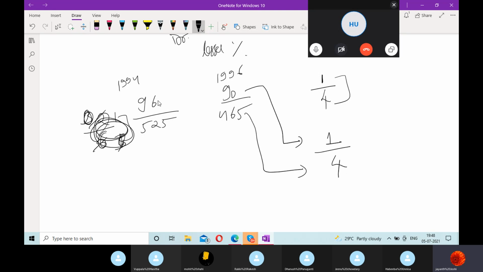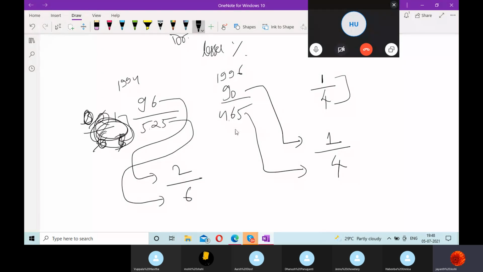This 96 is bigger than 90, so 96 I am taking as 2, because 2 is bigger than 1. And 525 I am just assuming as 6 because this is bigger than this, so 6 is bigger than 4. So now here I am getting 1 by 3. Here it is 1 by 4. This is 25% and this is 33%. Now tell me which is bigger. Can you tell me which is bigger percentage, which is smaller percentage?